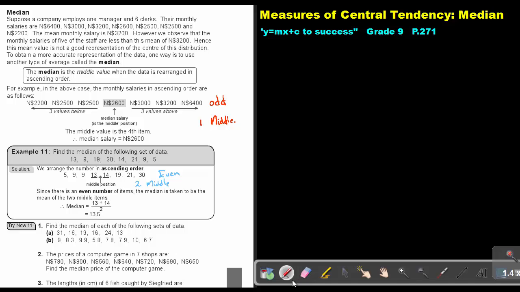Okay, I want you to find, yes, I think we're going to do this one. Try now 11, number 2. You can stop the video, and as soon as you are finished, you can continue with the video. Try now 11, number 2. The prices of a computer game in 7 shops are given there. Find the median price of the computer game.